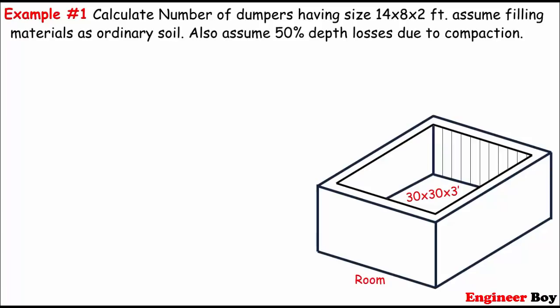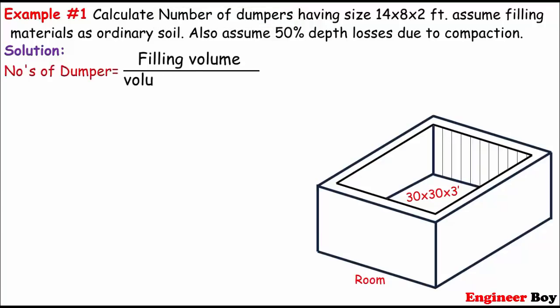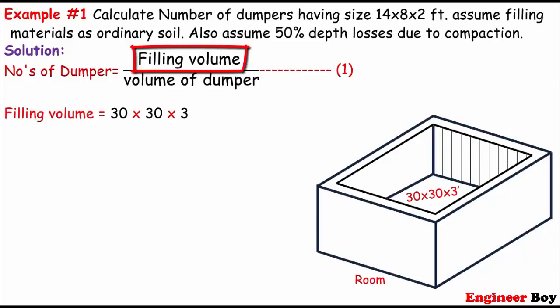So this is quite simple if you see in the example. I'll come directly to the solution. In the solution, we are asked to determine the number of dumpers, and the number may be the ratio of the same quantities. So the number of dumpers must be the filling volume divided by the volume of dumper. Let's call this formula equation 1. For this equation, let me calculate the filling volume first. This is already known, which is the size of the inside room, 30 times 30 times 3 feet. But this is not the full filling volume. This may be the compacted volume.